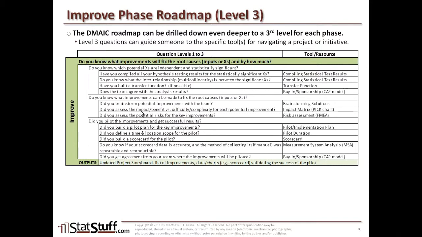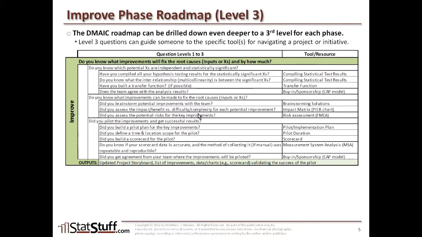And did you assess the impact benefit or the difficulty or complexity for each of the potential improvements? That's where you might need the impact matrix or a pick chart to help you in plotting that out. Next, ask yourself, did you assess the potential risks for the key improvements? Well, if not, that's where you might want to use some risk assessment like an FMEA chart in order to help figure that part out.